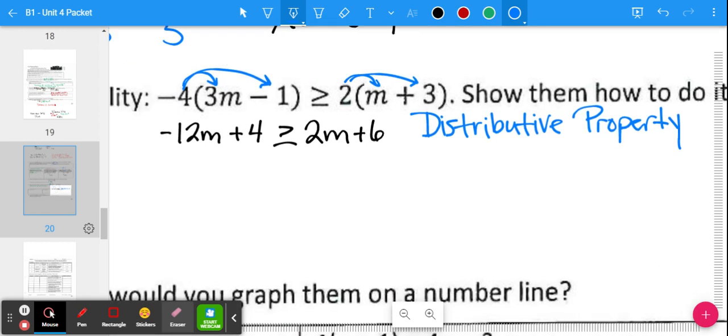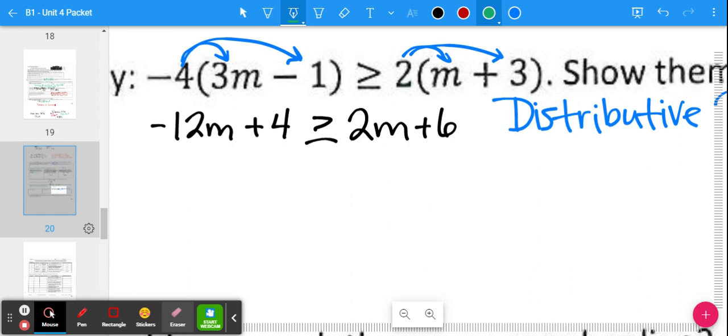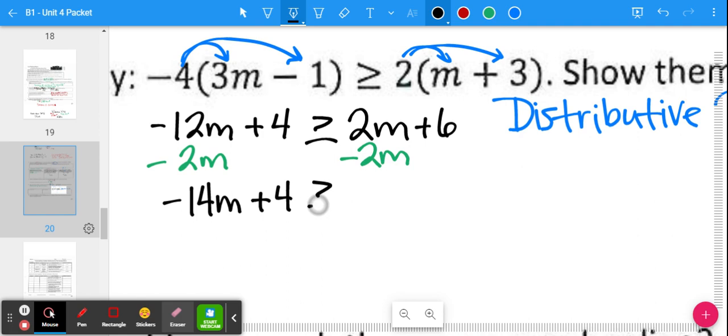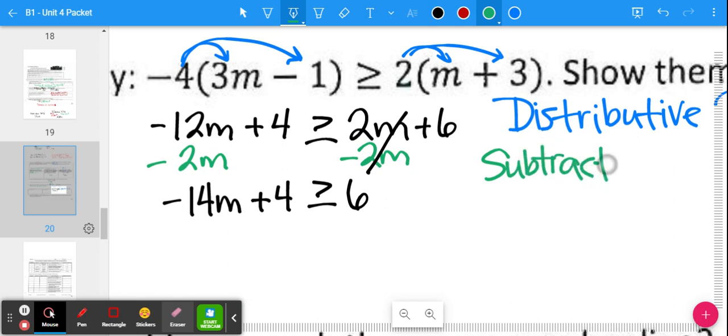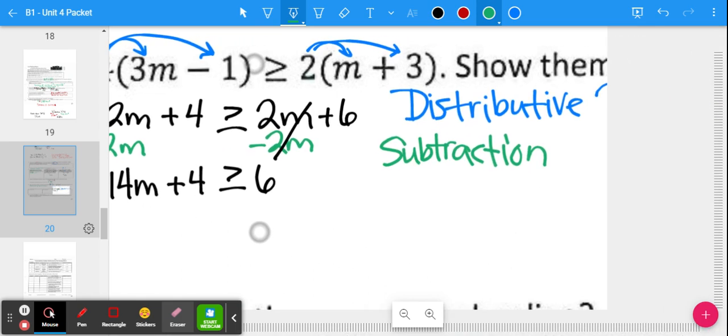So then next, I want to get all the m's on one side of the equation. So I'm going to move them to the left. So I'm going to subtract the 2m from both sides. And I'm left with negative 14m plus 4 is greater than or equal to 6. Then when I subtract 2m on both sides, that is the subtraction property of equality.